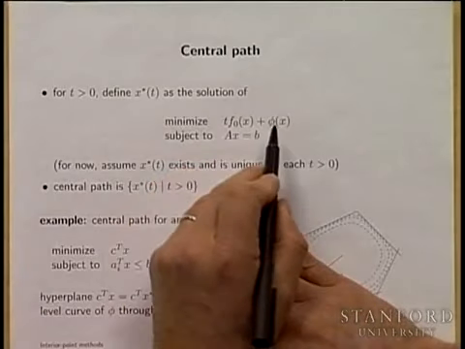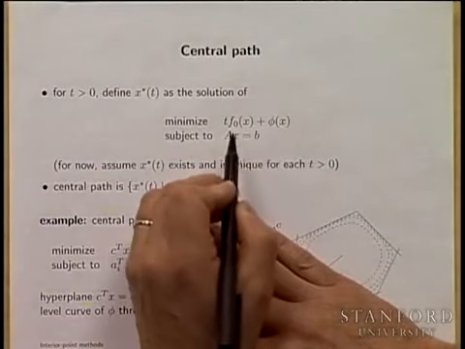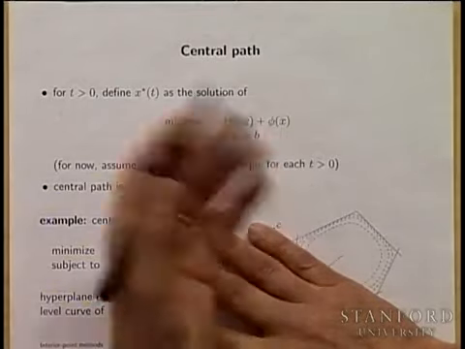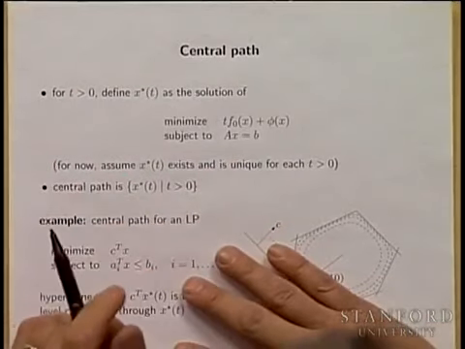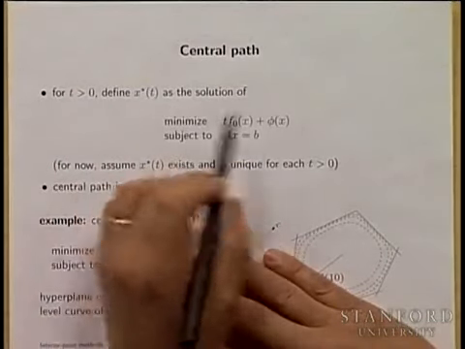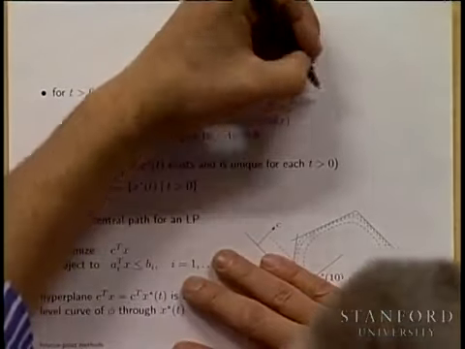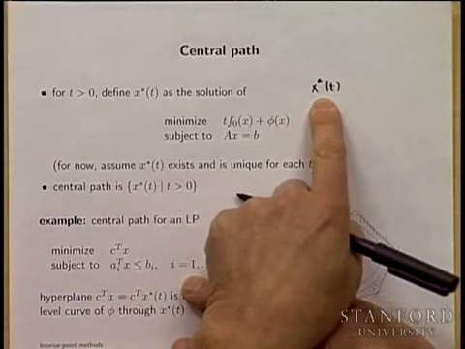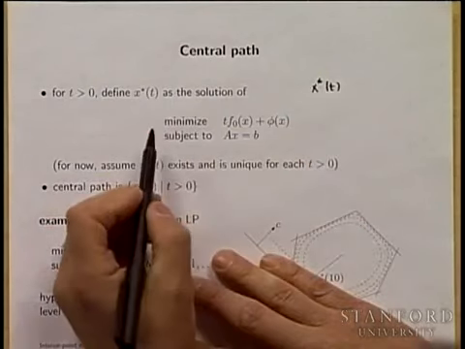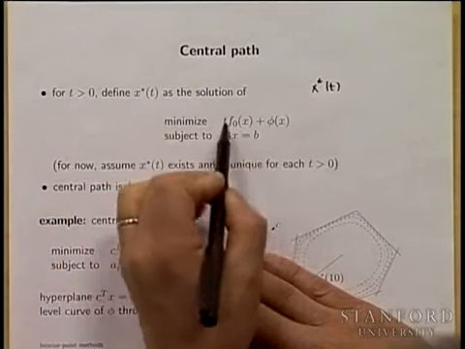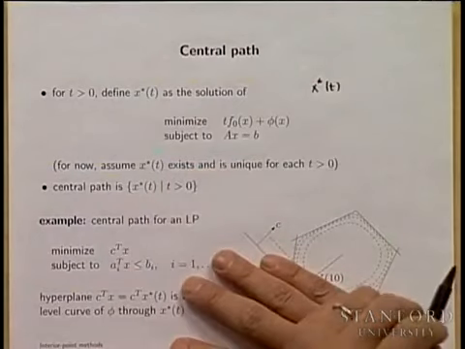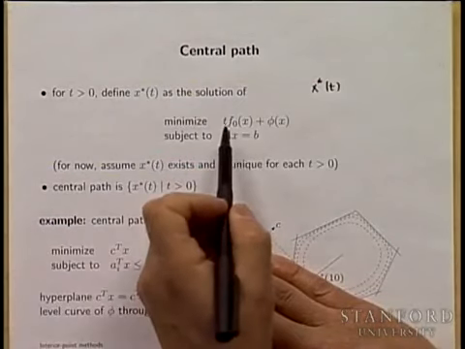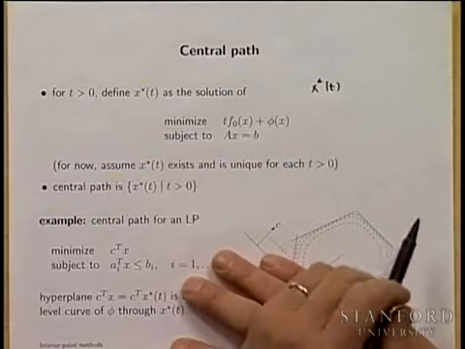Now, when you minimize f0 plus 1 over t phi of x, it's the same as minimizing t f0 plus phi of x. It's the same thing. And when you minimize this, we'll refer to the minimizer, the argmin, as x star of t. So that's the minimizer of this function subject to that. We're just going to assume here that there's a unique minimum, and we'll call it x star of t.